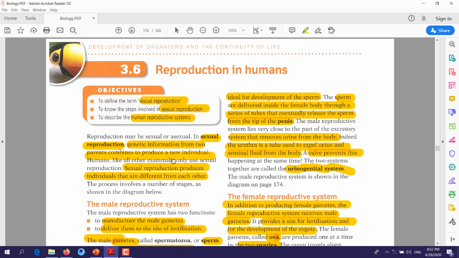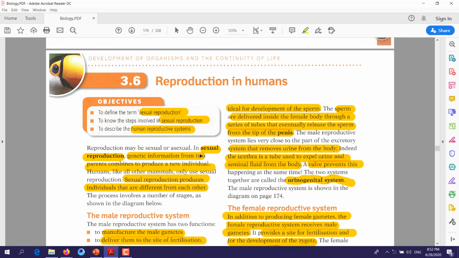Dear students, that was everything for reproduction in humans. By the end of this lesson, you should be able to define sexual reproduction and the steps involved in sexual reproduction, and also describe the human reproductive systems.